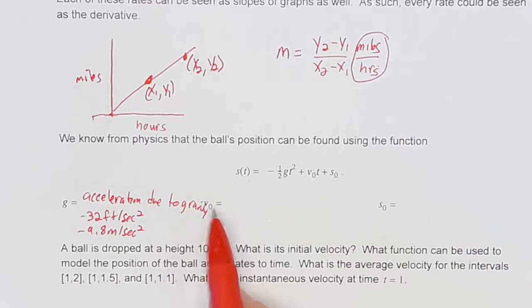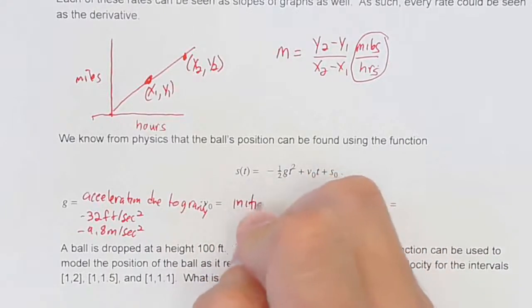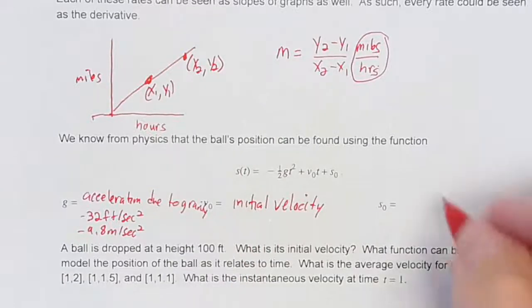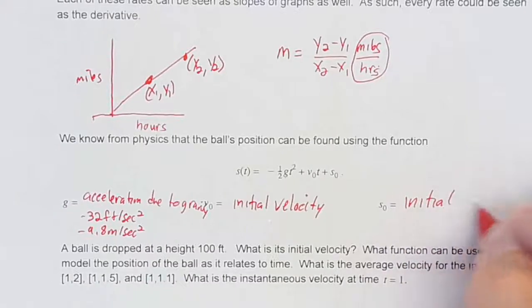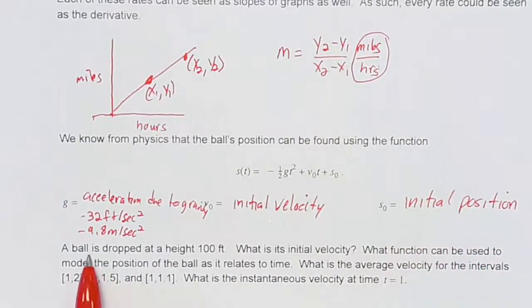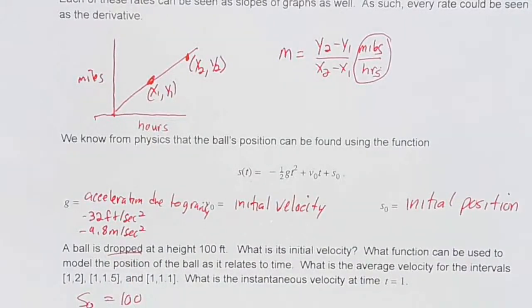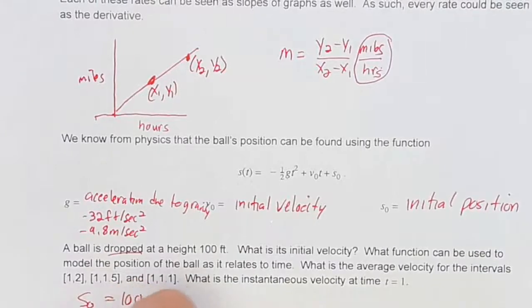V sub 0 is the initial velocity, how fast it started at time t0. And this is the initial position, or the initial height. So, a ball is being dropped from a height of 100 feet. So I just learned from that s0 is 100. What is its initial velocity? Well, it's being dropped, so it's not being thrown. The initial velocity is not 100, it's 0.